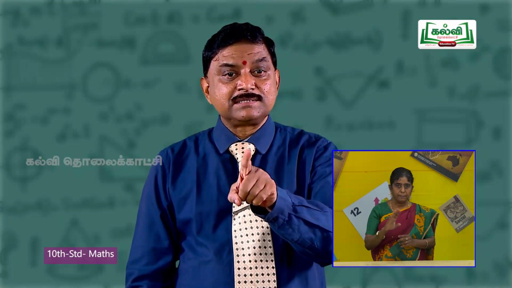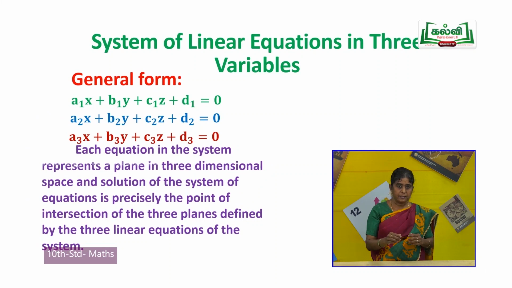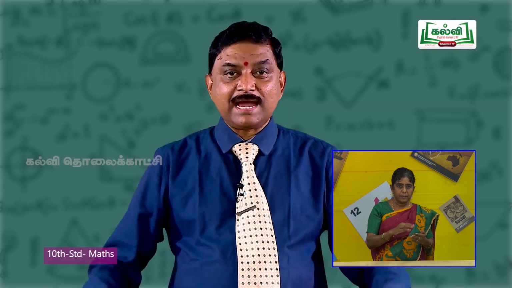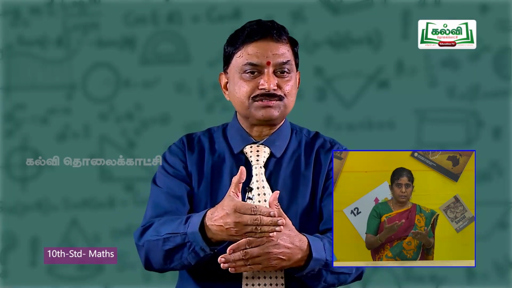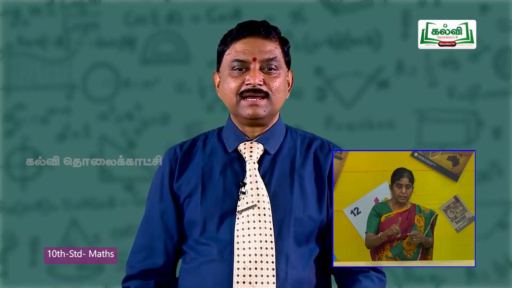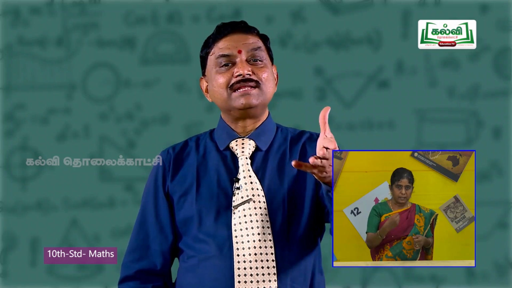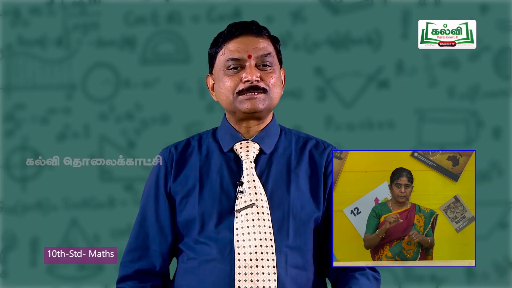It should represent three planes. Each equation in the system represents a plane in three-dimensional space. And the solution of the system of equations is precisely the point of intersection of the three planes. Where the three planes intersect, those three planes should intersect at only one point. That point of intersection is called the solution of the given three linear equations.